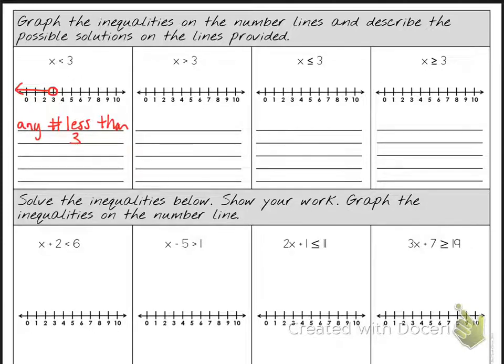If x is greater than 3, but not equal to, any number greater than 3 works.